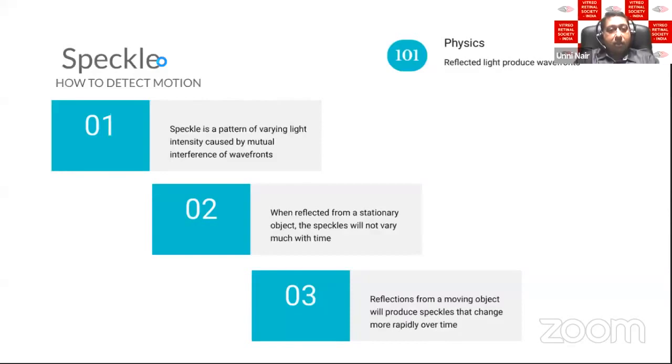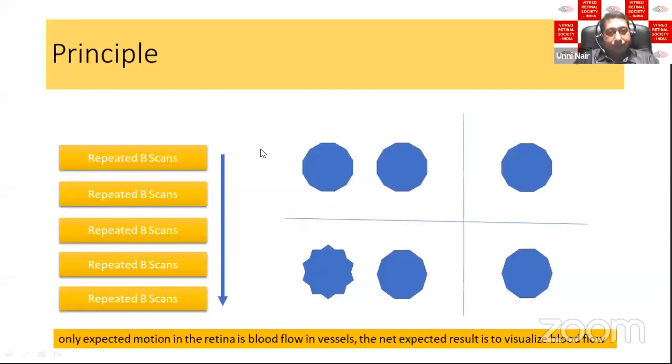A speckle is a wavefront produced by light. So when a wavefront or light is reflected off a stationary object, it doesn't vary. But when it is reflected off a moving object, then it produces a change, which is called a speckle. So in principle, this is what happens in an OCT angiography.